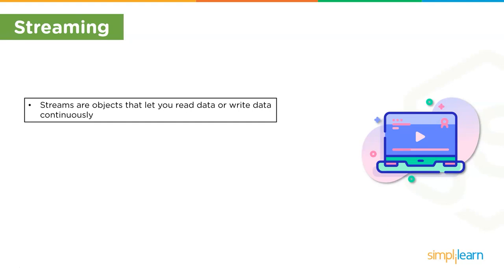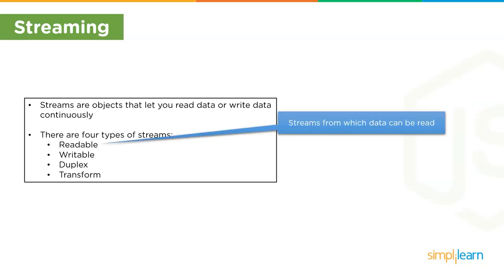Streams are objects that let you read data or write data continuously. There are 4 types of streams. First one is the readable. These are the types of streams from which data can be read.